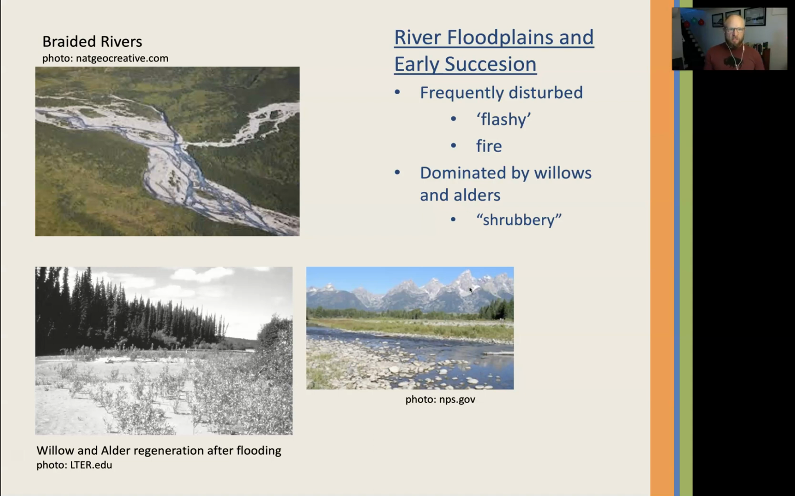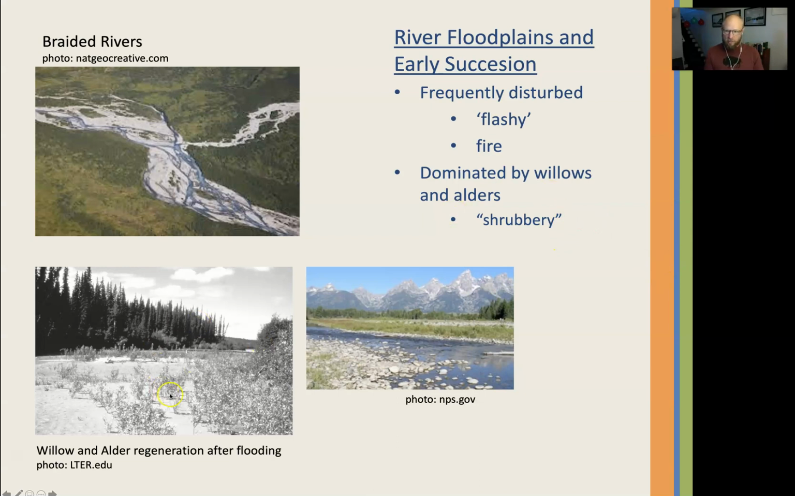So first let's talk about the river floodplains and the early successional forest. And these are really dominated by willows and alders. So they tend to be shrubbier systems, although willows and alders can be trees. These areas are disturbed frequently enough that they don't usually have mature trees dominating them. It stays in this kind of shrubby state.